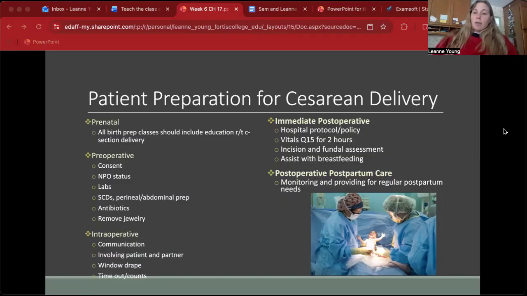However, if you know that they're not offering any education about C-sections, we need to tell the moms. Also, while you're researching everything, look into cesarean delivery, look into cesarean birth, because this is something that any mom who's going into labor is at risk for. Okay?